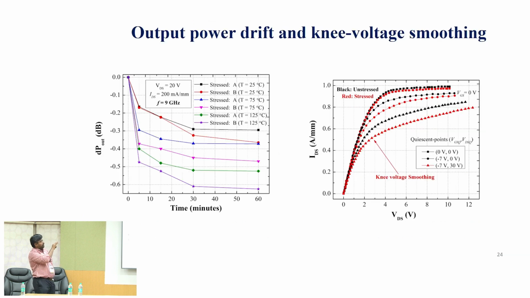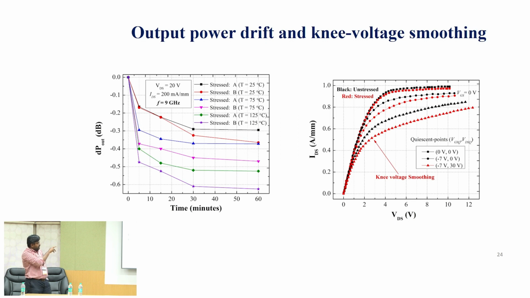So this is the output power drift. The RF output power is measured after the stress experiment. After the stress experiment, we measured the reduction in the output power with respect to time. So you can clearly see that your output power is reduced or drifted after the stress condition.